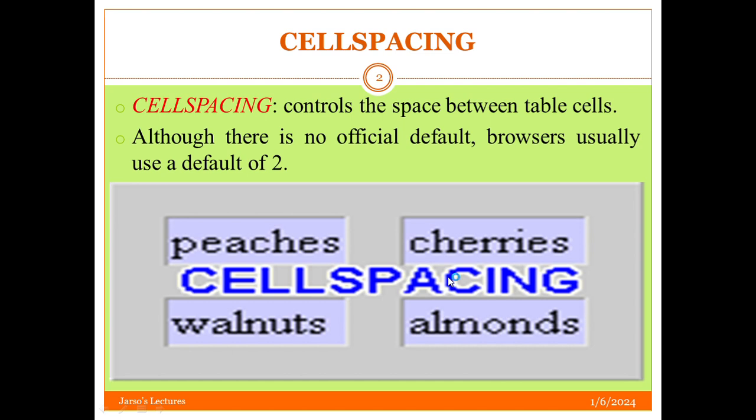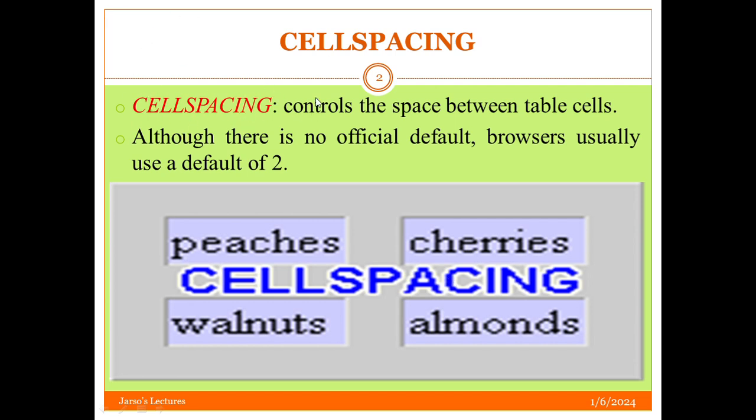Since HTML attributes are defined within the element's opening tag, this is the point: cell spacing, cell padding, and the others are each specified or defined within the table opening tag.